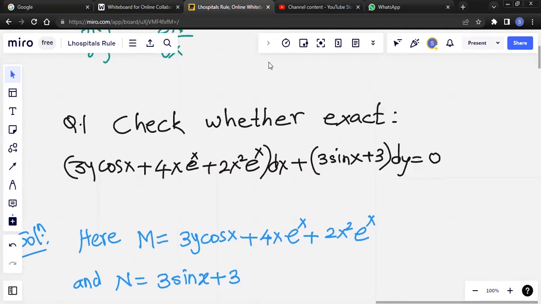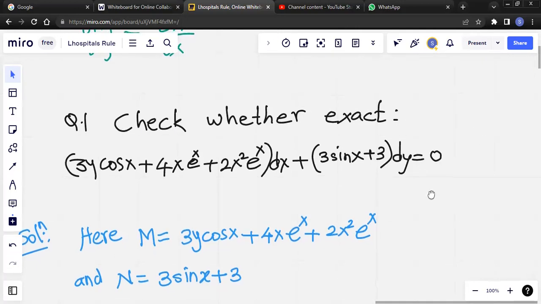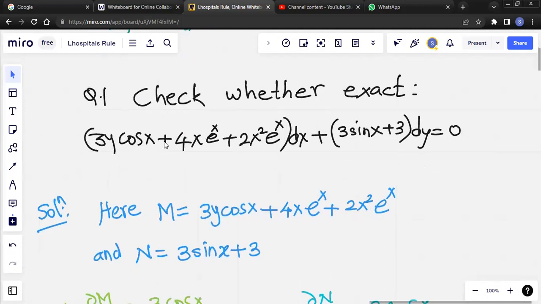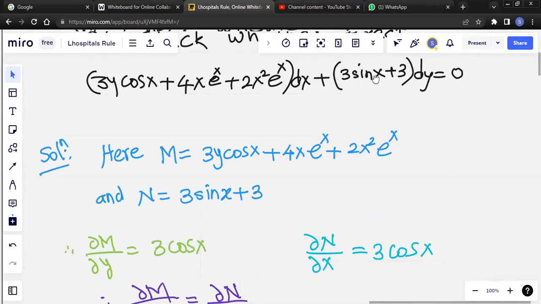Our first question says check whether exact, and the equation is (3y cos x plus 4x e^x plus 2x^2 e^x) dx plus (3 sin x plus 3) dy equal to 0. So as I have stated, let us note what is M. Coefficient of dx is M and coefficient of dy is N. Let us find out their partial derivatives.